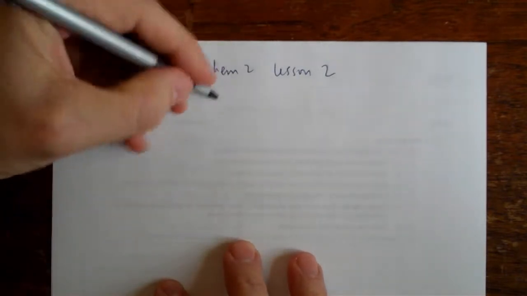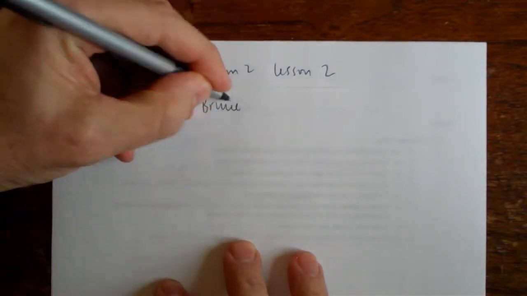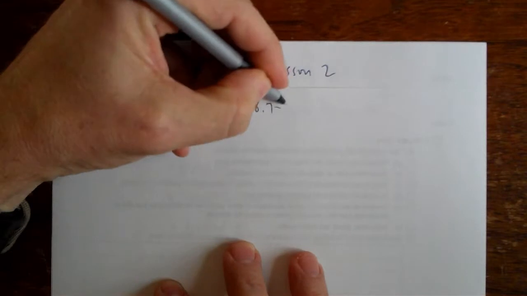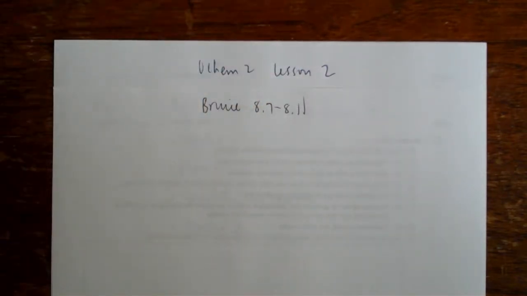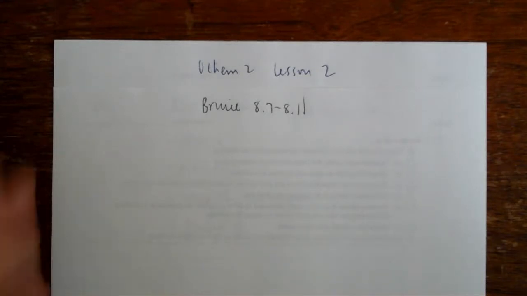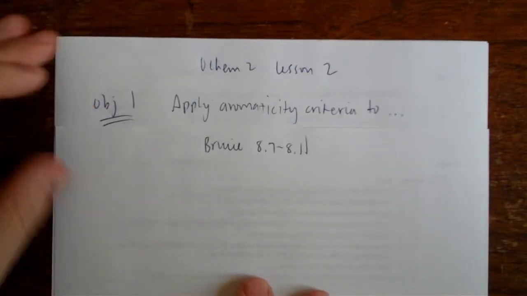Alright, so lesson 2 goes in Bruce, section 8.7 up to 8.11. And the lesson only has two objectives in it. The first objective is to apply the aromaticity criteria.